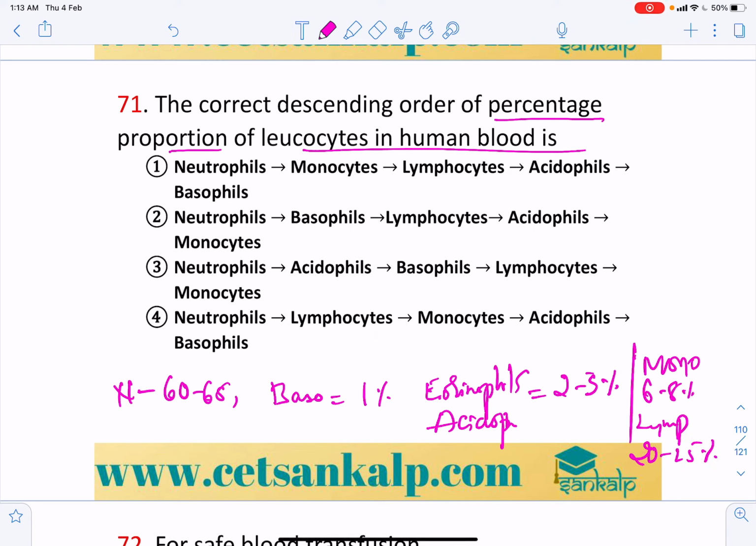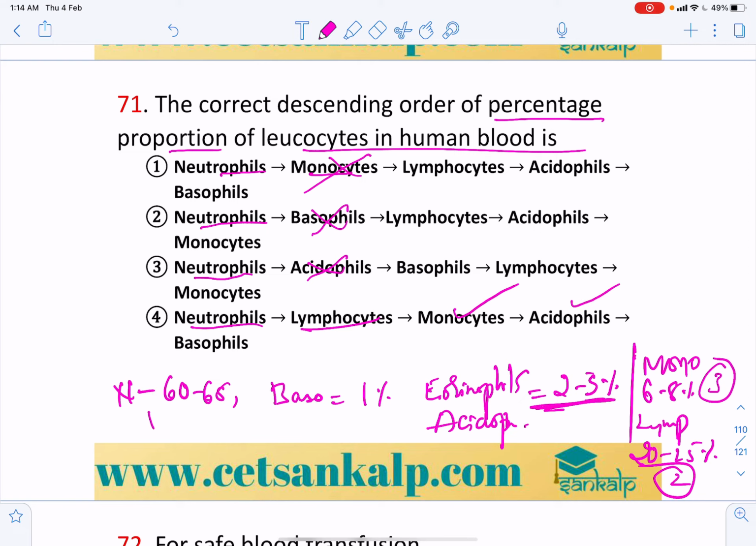So what is the highest number? Neutrophils, lymphocytes, then monocytes. Correct. Acidophils 2 to 3%. Correct. Basophils 1%. Right. So definitely we can expect such questions.